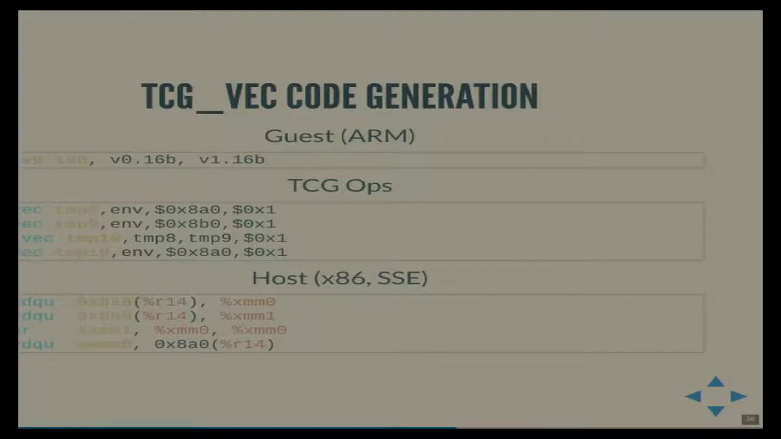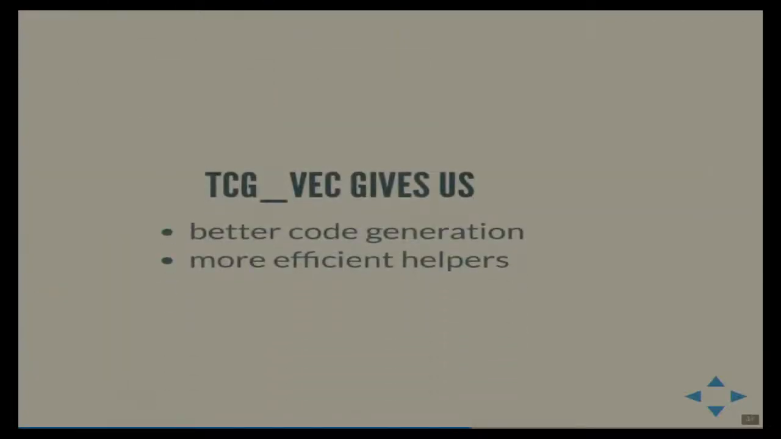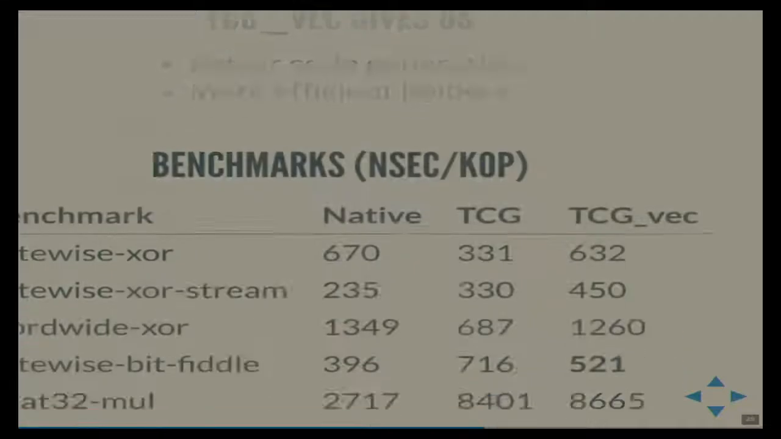In fact, because we're running on an x86 that's got SSE, we can take full advantage of the SSE registers and do the operation 128 bits at a time. So we've got a much closer mapping between the guest vector operation and the host vector operation. So this gives us better code generation, and it also gives us more efficient helpers for the times that we need them. So let's have a look at the blazing performance that we now have.